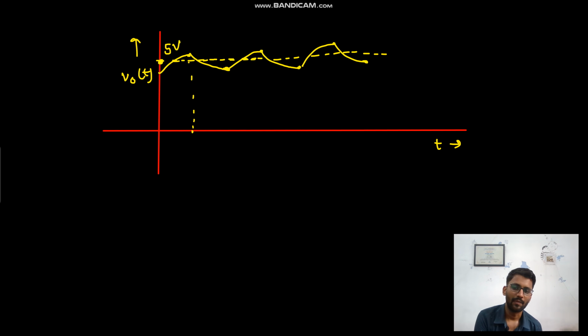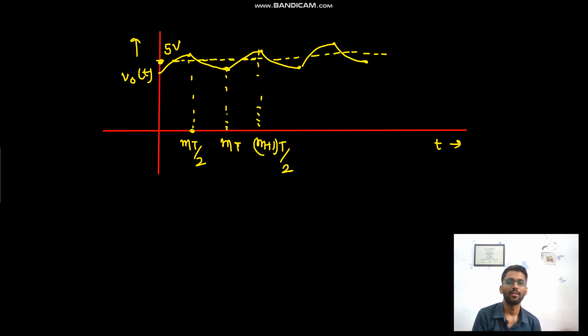We can call this MT by 2, we can call it M plus 1. No, not M plus 1. This would be MT, this would be M plus 1 T by 2 and so on. Okay, but the average value will be 5 volt. So the steady state average value of output will be 5 volt only. I hope you have understood the concept now.